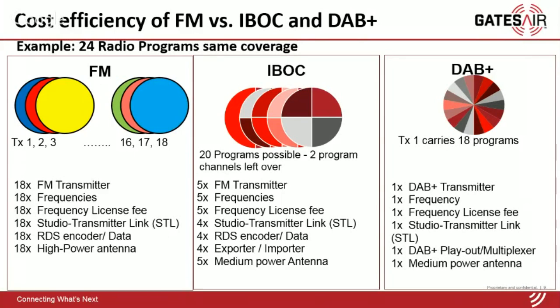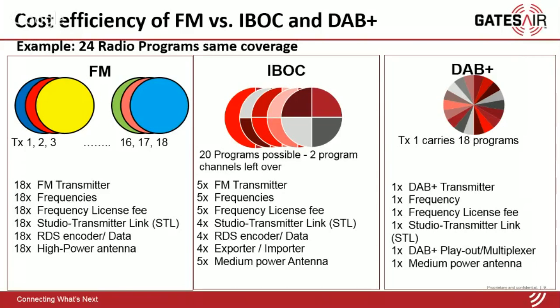When we look at DAB and DAB+, in circumstances where it makes sense to have multiple broadcasters all going into a multiplex and all going through the same transmitter, under those circumstances, DAB+ makes more sense than pretty much any other format. When you look at the equipment involved, the cost involved, in this typical example, I said 24 radio programs, but if you took 18 radio programs, say for FM only, you'd need 18 transmitters, 18 frequencies, 18 licenses, 18 studio transmitter links, 18 RDS encoders, 18 antennas, maybe. So it's a lot of equipment, a lot of cost.